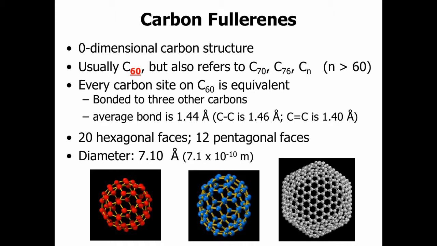Every carbon site on a carbon 60 buckyball is equivalent, meaning it's bonded to 3 other carbons. They have the same average bond length. There are 20 faces that are shaped like a hexagon and 12 that are shaped like a pentagon. I also have a model in the class that it would be great for you to look at if you missed this day. The diameter is less than a nanometer, 0.7 nanometers, or 7.1 angstrom.